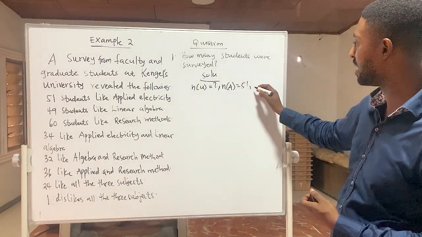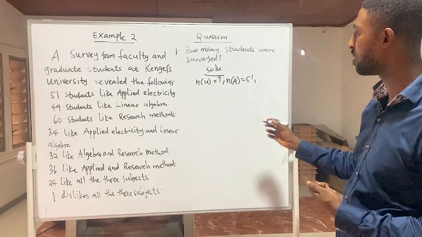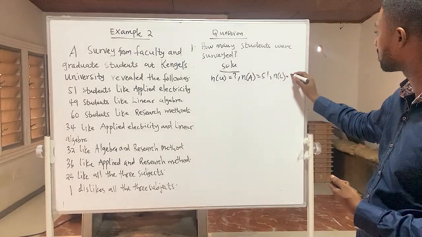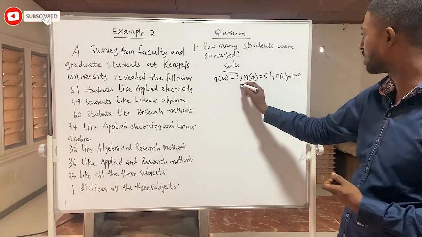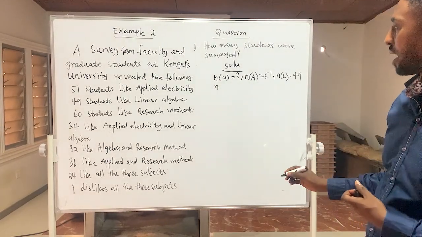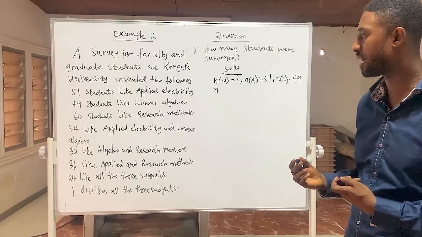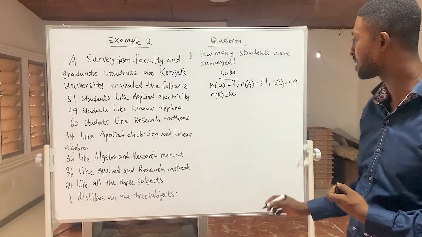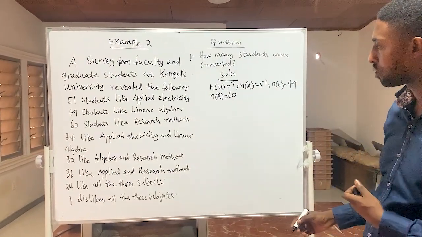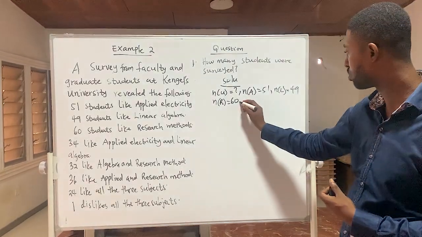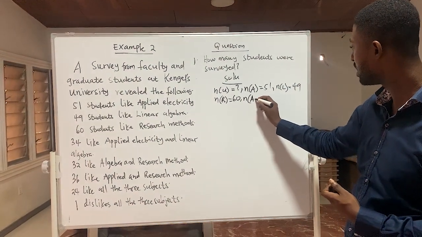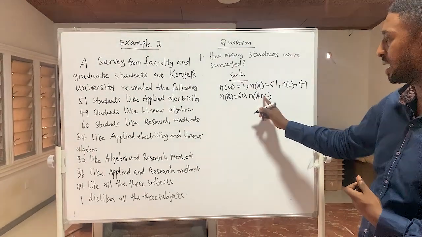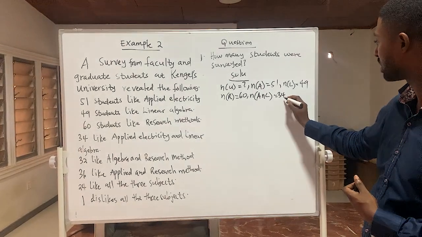Then we let L represent students who study algebra, so the number of L, students who study algebra, is 49. Then let R represent students who like research method, so the number of R will be equal to 60. Then we have 34 like applied electricity and algebra, so the number of A intersection L, that is students who enjoy both applied and algebra, is equal to 34.